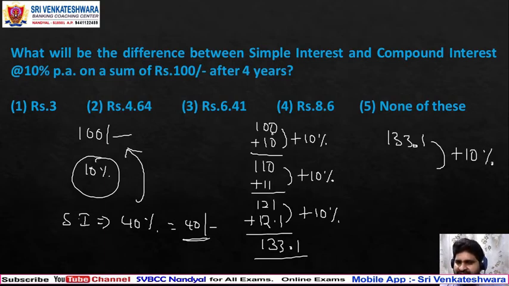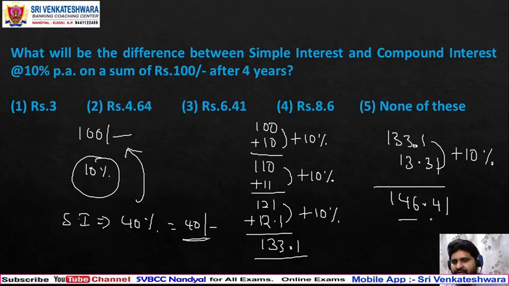10% here is 10 on 100, 10% on 110 is basically 11, which gives you 121. 10% on 121 is 12.1. And again 10% on 133.1 is 13.31. So which I got 146.41. So 100 is the sum now. So the compound interest I'll get here is nothing but 46.41.